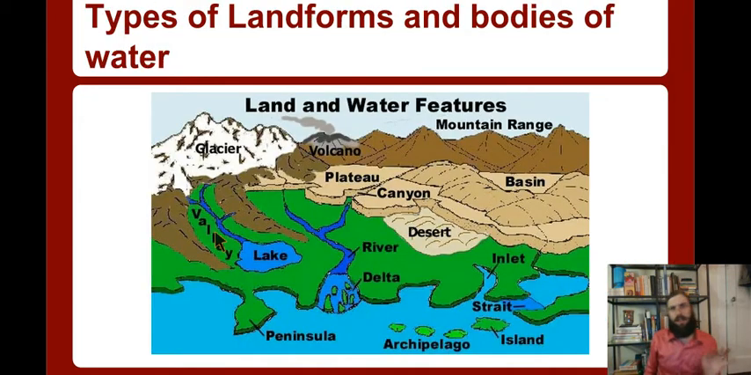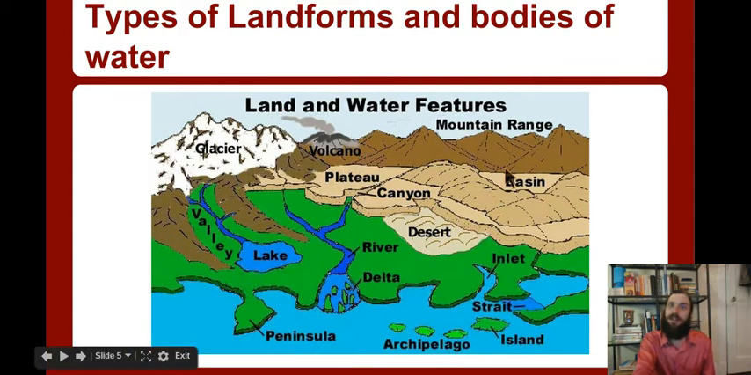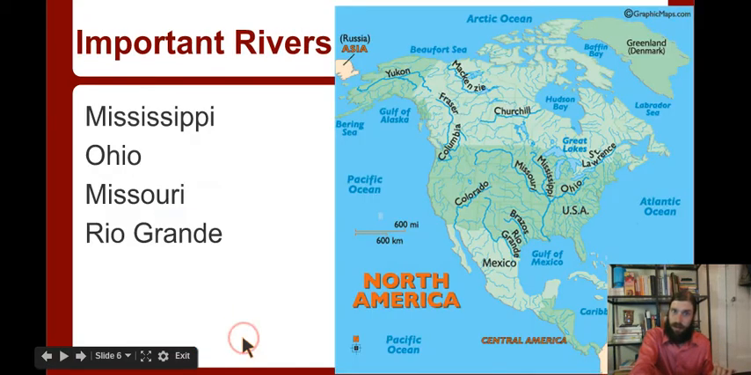Now, types of landforms and bodies of water. Again, you already know what a canyon is. You already know what a mountain range is. You already know what an island and a peninsula is. Now you're going to learn some famous ones in the United States, okay?